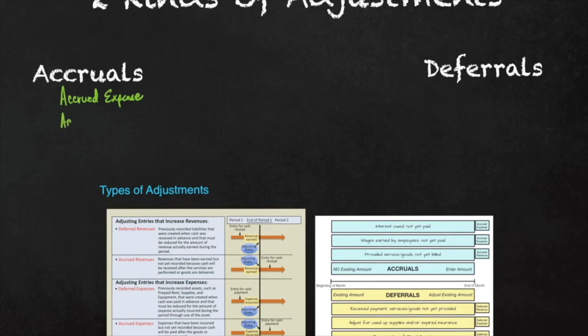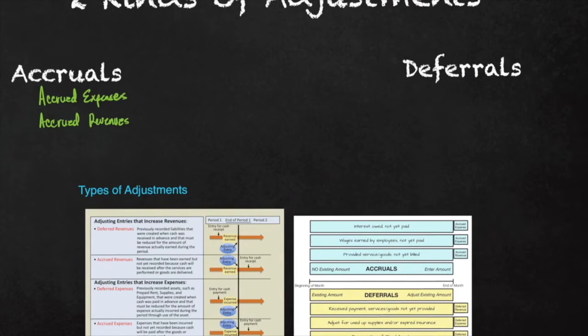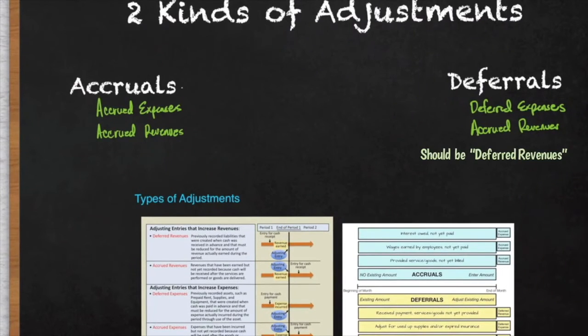So, yes, there's two kinds of adjustments, accruals and deferrals. Under each one, you're going to have an expense and a revenue. And I just said that accruals have accrued expenses and accrued revenues. And for deferrals, it's the same thing. You would refer to it as deferred expenses and deferred revenues. I accidentally wrote accrued revenues there, but I really meant to write deferred revenues. So under deferrals, you have deferred expenses and deferred revenues.